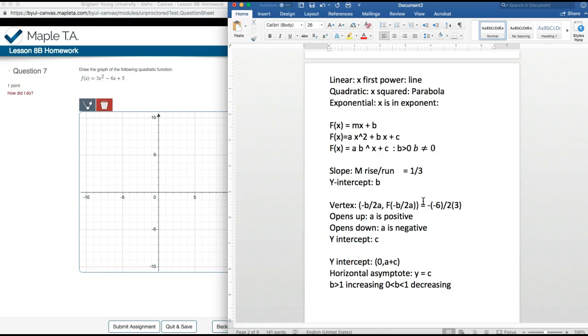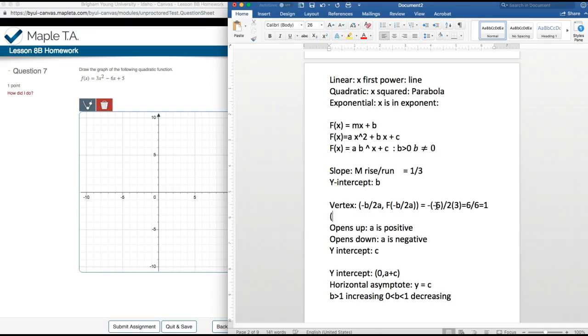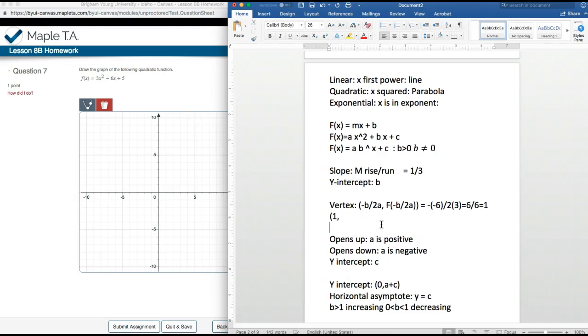So I end up with negative times negative 6 is positive 6. And 2 times 3 is 6, so it ends up being 6 divided by 6, which is 1. And I already plugged in 1 previously, but we'll go ahead and do that anyway. So once I find the x coordinate of the vertex, I put this number back into here and solve to find the y value. And I'll go ahead and slow down and do the work over here.